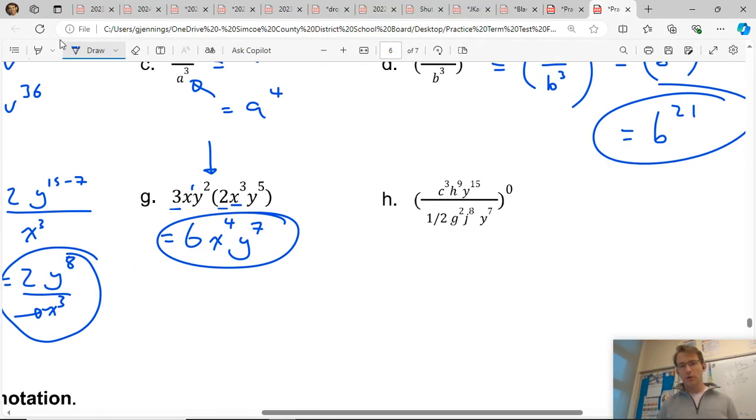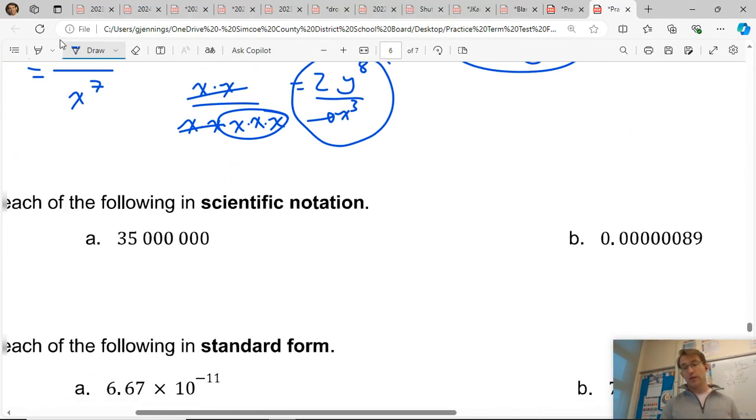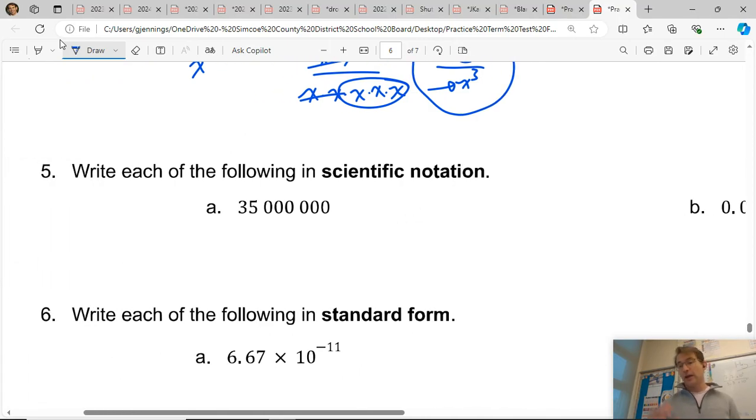Okay, this one. Oh, man, there's so much going on. c to the 3, h to the 9, y to the 15 being divided by 1/2 g to the 2, j to the 8, y to the 7. But it's all raised to the power 0, so it's 1. Anything raised to the power 0 is 1. So this is a kind of math joke that grade 9 math teachers love to put on the exponential test. So there you go. And at the risk of explaining the joke, and it not being funny anymore, it's still funny to us, even though I've explained it.